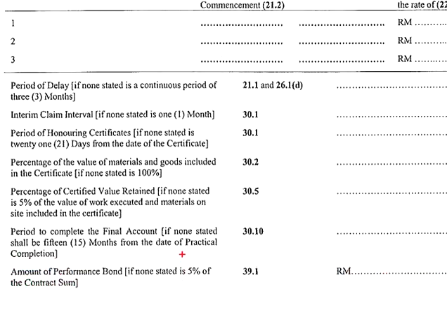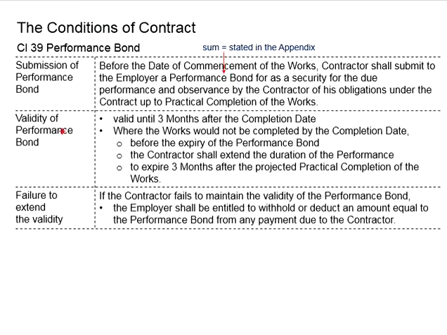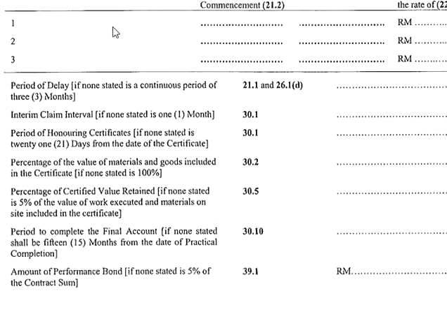It is typically 5% of the contract sum. Next is about the validity of the performance bond. The performance bond will need to be valid until 3 months after the completion date. I believe this 3 months is due to the period of the delay, which is by default 3 months.